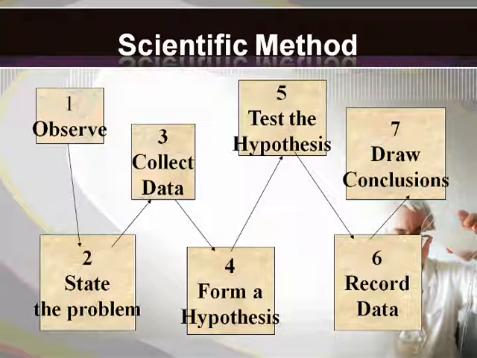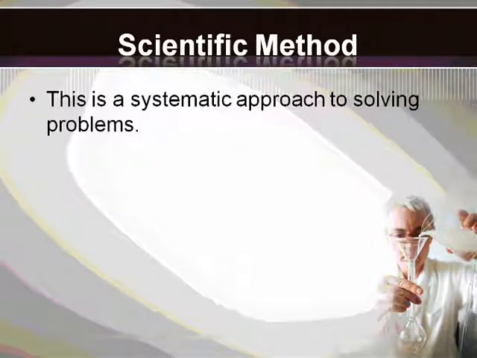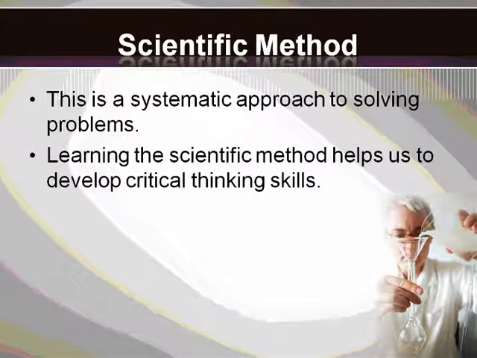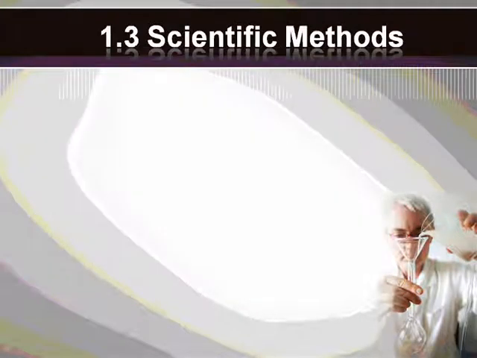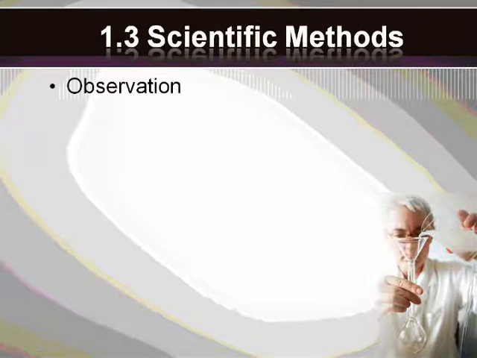Now let's talk about this in a little bit more detail. The scientific method is a systematic approach to solving problems. Learning the scientific method helps us develop critical thinking skills. And using this approach provides a method for all scientists to use so that we can compare data with one another and verify the work of others. Now let's look at the scientific method in just a little bit more detail. The first step was observation, and there are two types of observations that you will make when you're doing scientific labs and working through the scientific method.